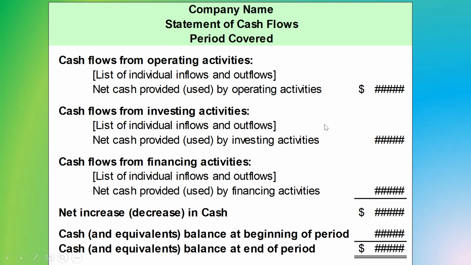Likewise, we have cash flows from investing activities, and this part tracks cash used in or generated from investments such as purchasing and selling of long term assets like equipment, plant, property, building, vehicle, land, and so on, and other investments. It shows how much the company is spending to grow and improve its business. That's why this is called investing activities.